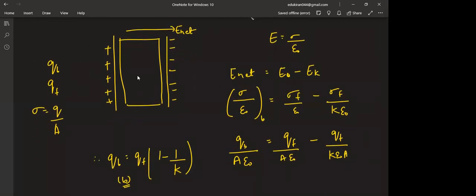Here E net is there. Here also you will be having K. That's it. E_K will be existing between this. So E naught is the electric field without it, and E_K is the electric field with it. So that will be the resultant. Fine. Yes, ma'am.